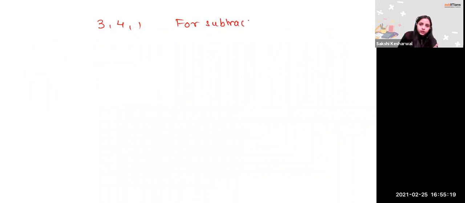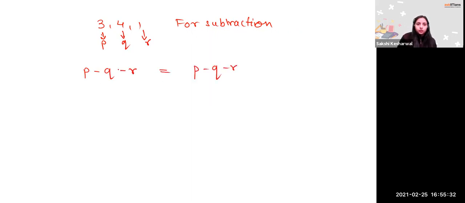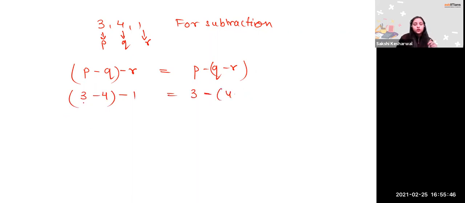Similarly, let's talk about subtraction. Let's take the numbers 3, 4, and 1. For subtraction, this is p, this is q, and this is r, right? So p minus q minus r should be equal to what? Pair this up and pair that up, just putting the brackets in different places. So it will be 3 minus 4 minus 1.